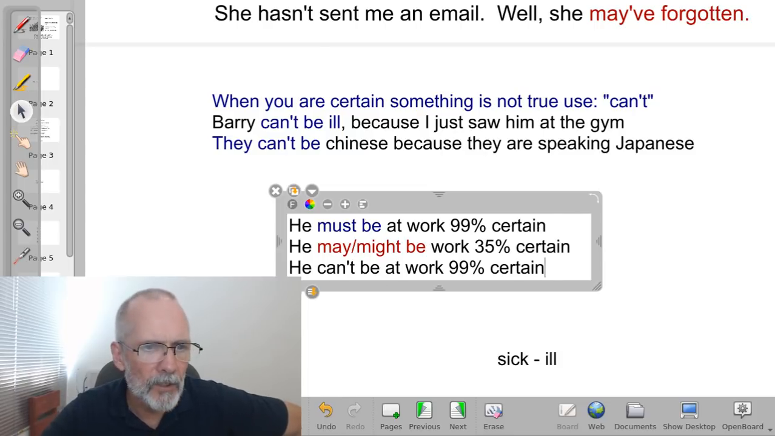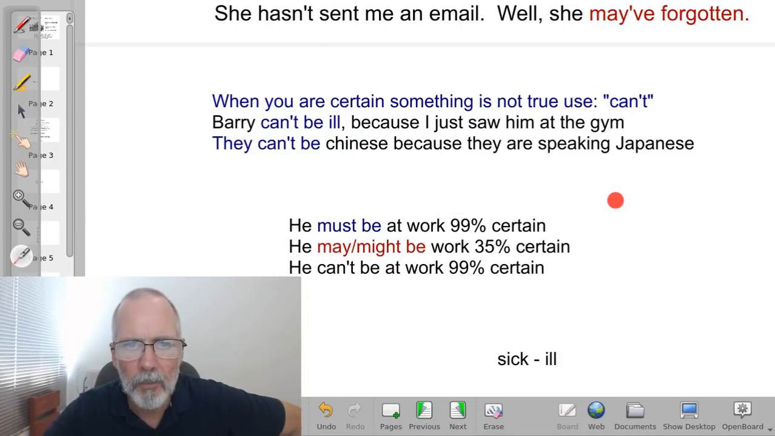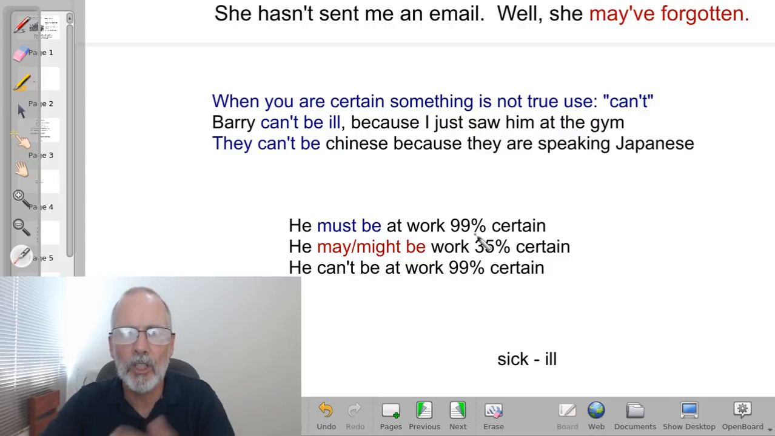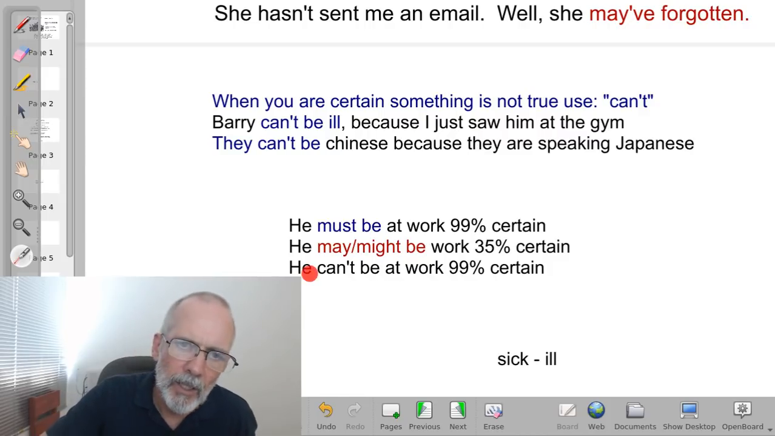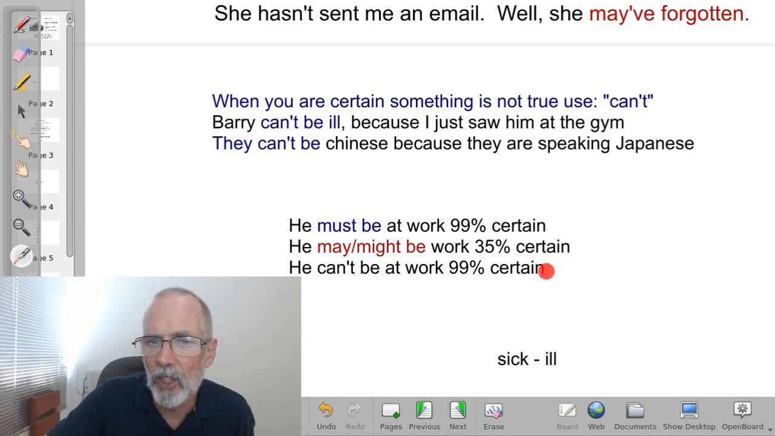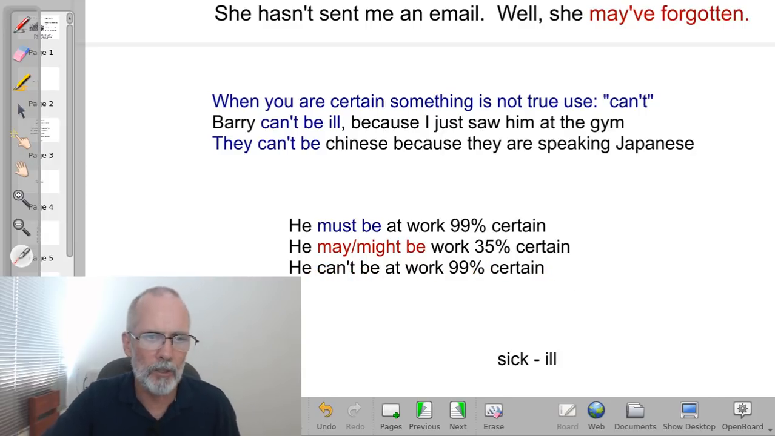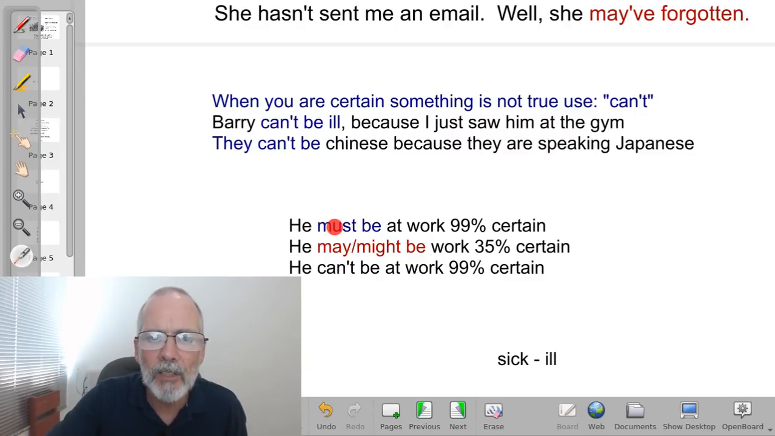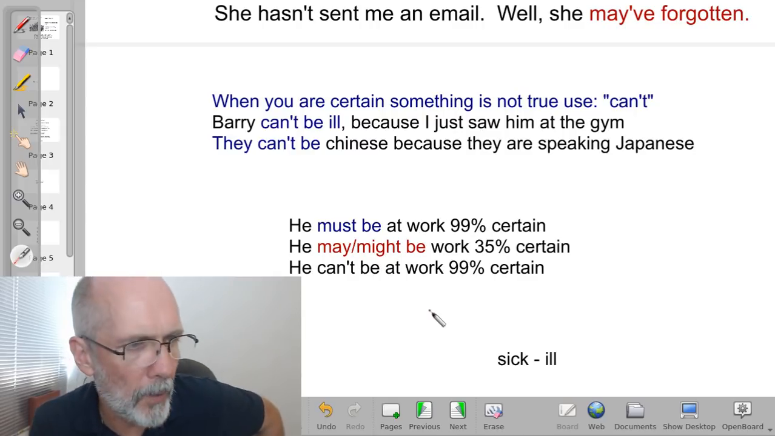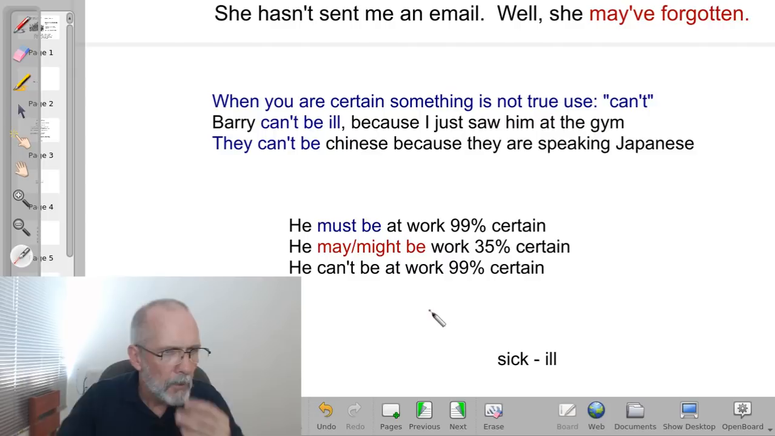In this example, he must be at work. I'm 99% certain that he's at work. And in this example, I'm 99% certain that he isn't at work. It's a negative. So can't be is the opposite of must be. And may and might are just possibilities. Good.